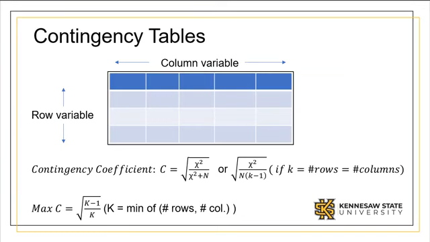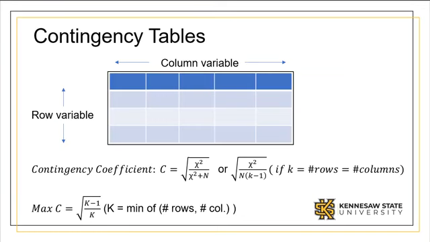This formula is shown here. The calculated chi-square statistic is divided by the chi-square statistic plus the grand sample size, capital N. We then take the square root of this result. If the number of rows and columns is the same, we must make an adjustment for continuity and use the alternative formula given. In general, if the calculated chi-square is significant, then the contingency coefficient will also be significant.